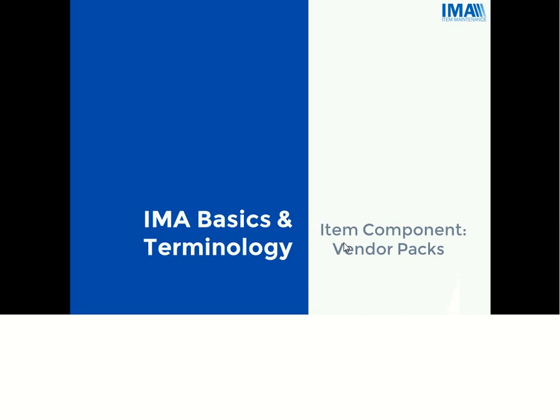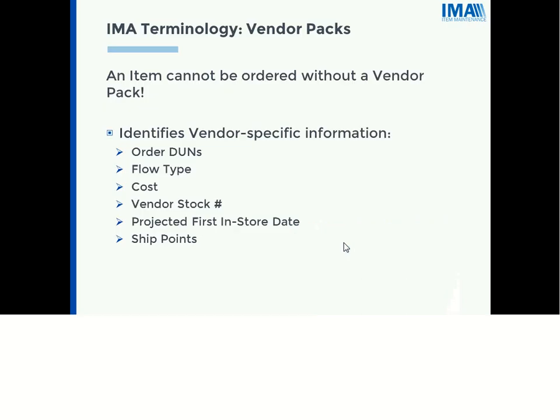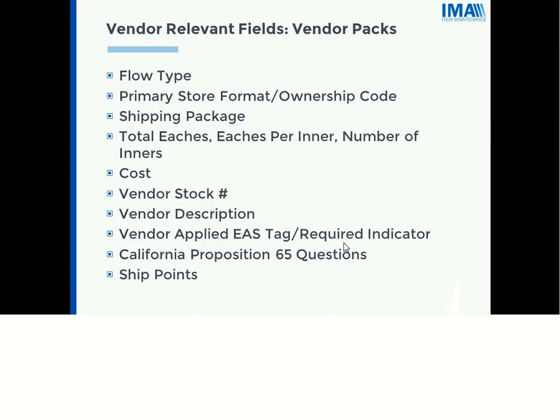So moving on, we're going to talk about the vendor packs tab. An item cannot be ordered without a vendor pack. So you do have to create a vendor pack for each of the items. It identifies a lot of vendor-specific information: order done, flow type, cost, vendor stock number, projected first in-store date, and ship points.